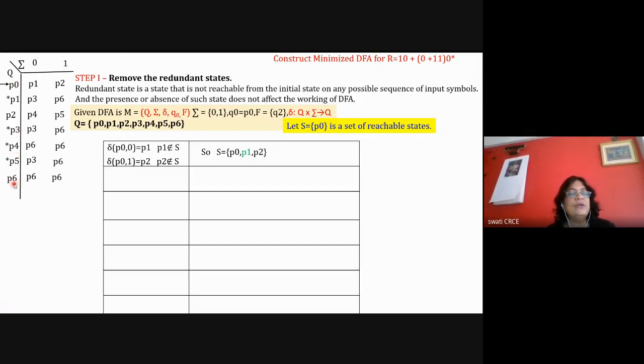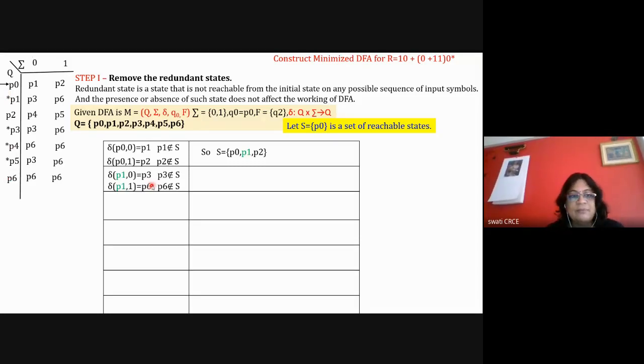So then you will not get any non-reachable state. What you have to do is get the state from this set S here. So P0 was done. Now you have to take the next one from S. Just remember, take from S. Don't take from the transition table. Otherwise, all the states will be reachable only.